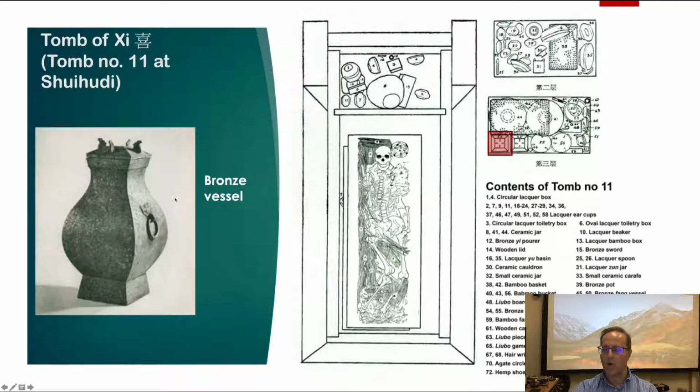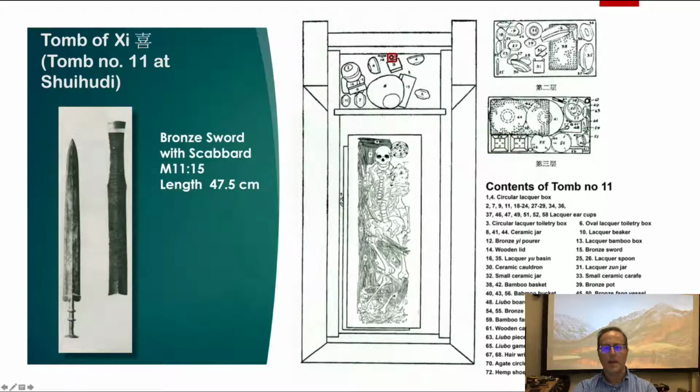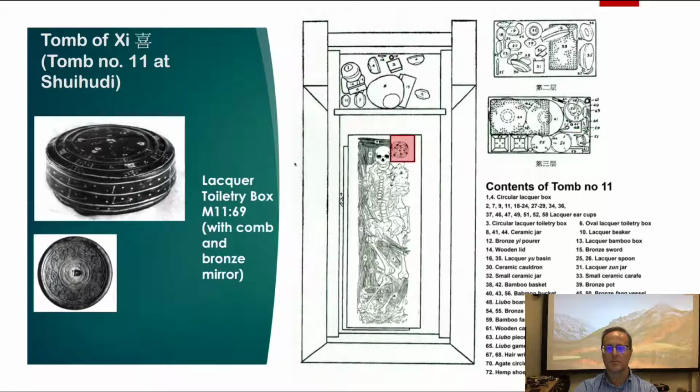There were bronze ritual vessels, which are common in higher status tombs. There was here a bronze sword with scabbard, a sword being the mark of a rank-holding free male in Qin and Han China, and Xi, we know, was also an army veteran. Near his head was a lacquer toiletry box with a bronze mirror in it. Very similar situation to the tomb of Wa, remember, where he had a mirror also facing toward him.